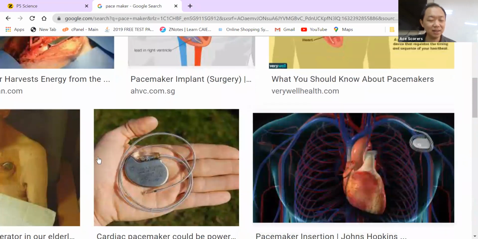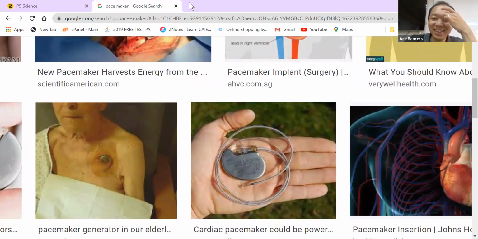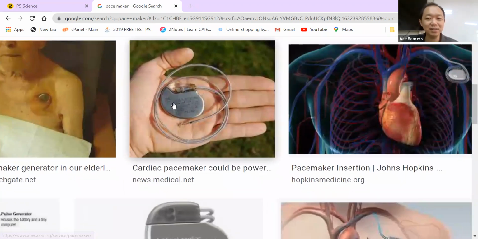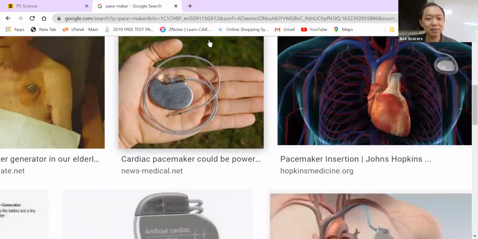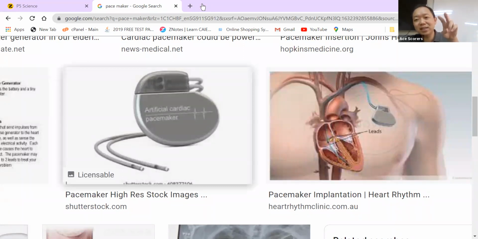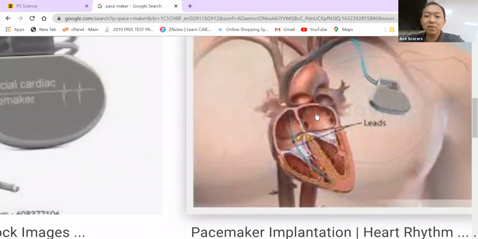This is a heart pacemaker. They put a pacemaker near the heart, and basically it's a bit like a battery, with electric current going to the heart. Okay, like that. Because the heart is a muscle, right? So when electric current passes through, it can simulate the movement of the pumping action.